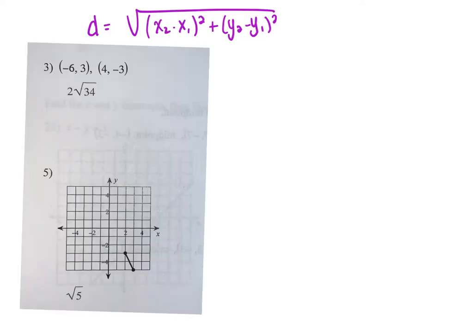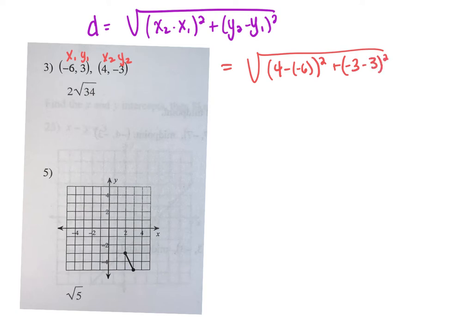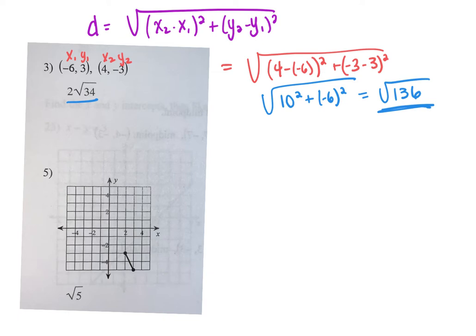So if I look at the first one, x1, y1, x2, y2, you literally just plug it in. I'm going to say x2 minus x1 squared plus y2 minus y1 squared. Then you're just going to simplify it. 4 minus a negative 6 is 10. Negative 3 minus 3 is negative 6. So I'm going to get the square root of 136. They've reduced it here.